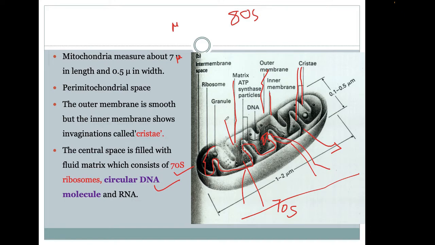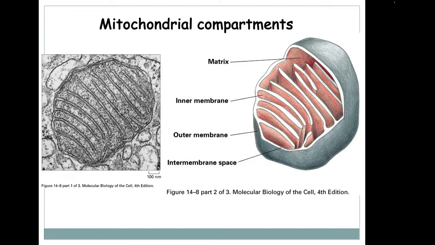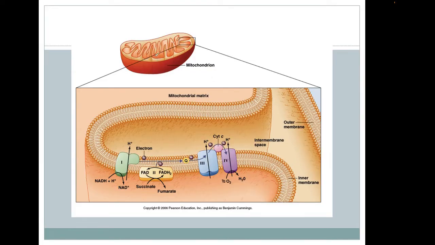This is the electron micrograph of a mitochondrion, a three-dimensional view. This is the matrix, this is the outer membrane, and this is the inner membrane. The inner membrane folds are called cristae. In the other diagram we can also see the cristae.